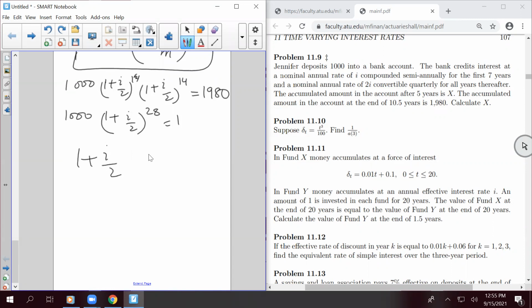One plus i by 2. How did this one come? It's 1980. 1 plus i by 2 to the 28 is equal to 1.98 when I divide by 1,000. And then you take the 28th root, then subtract 1 and multiply by 2. What do we get? That's how you get the point or percentage, doesn't matter. 0.0494. Okay, so i is 0.0494, and we have to find x.